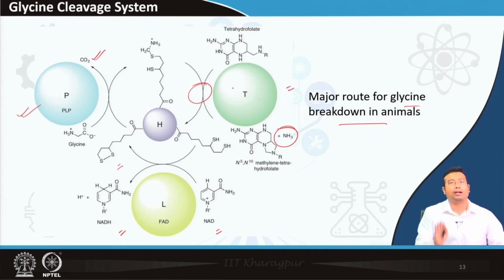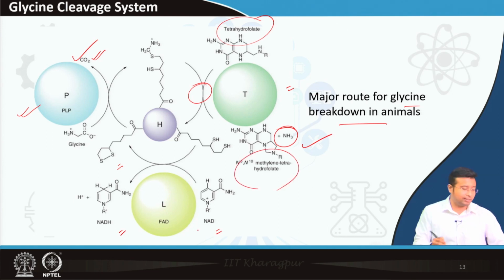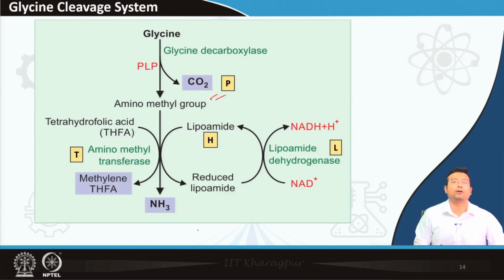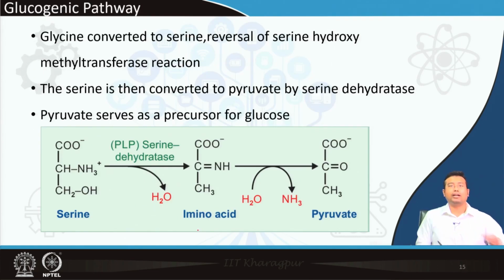Basically, what we are dealing with is reversing the glycine synthase complex. So, it means glycine is broken down into carbon dioxide, ammonia, and 1 carbon exchange is happening. So, this is the most important route of glycine breakdown, alright.